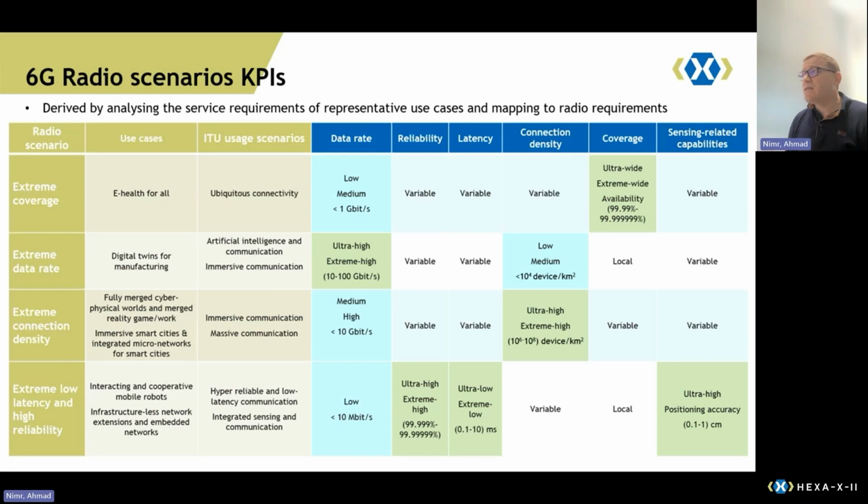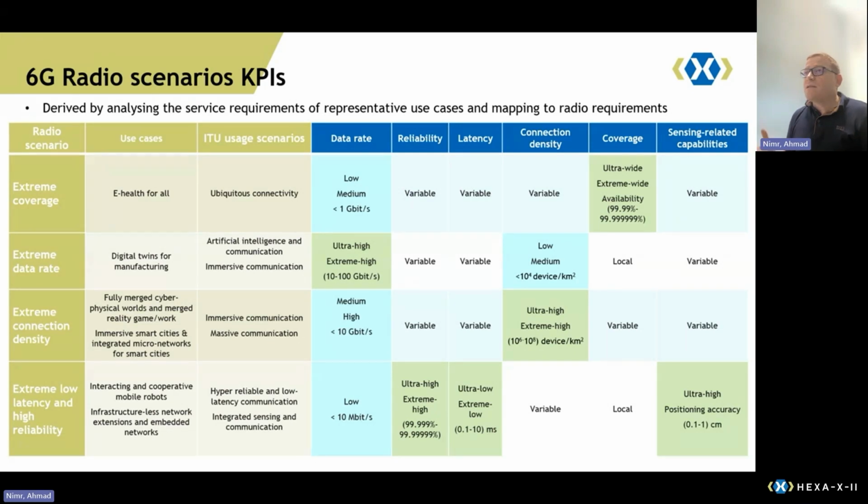So for coverage, the extreme case requires availability up to 6 nines or 8 nines. Ultra high data rate up to 100 gigabit per second, then the extreme connection density up to 10 to the power 8 devices per kilometer square. And of course, here we should also think about the 3D coverage, then the extreme cases for low latency.